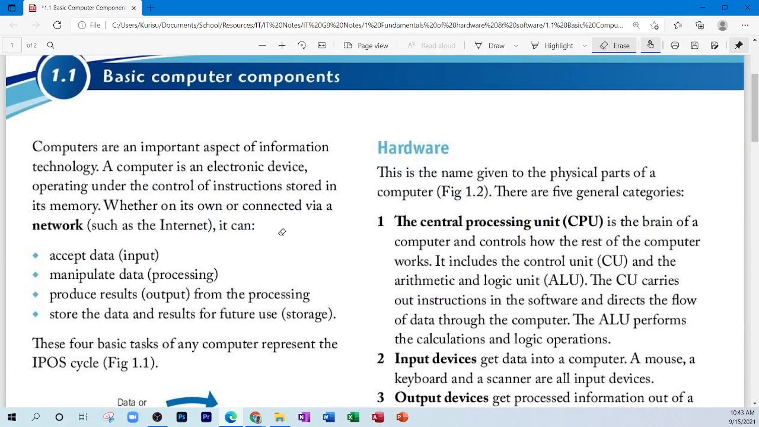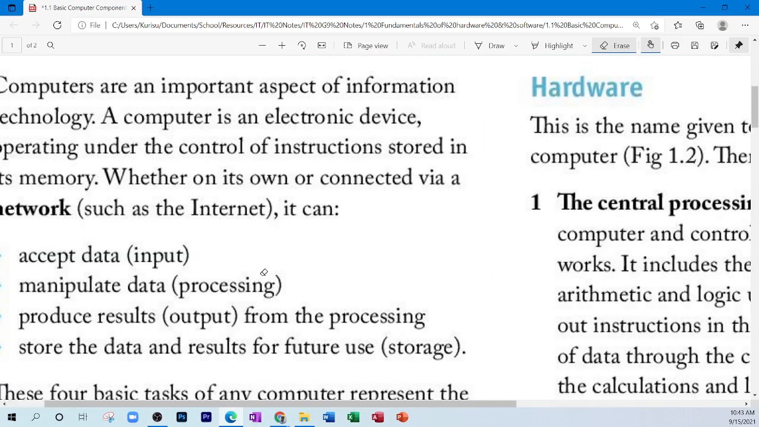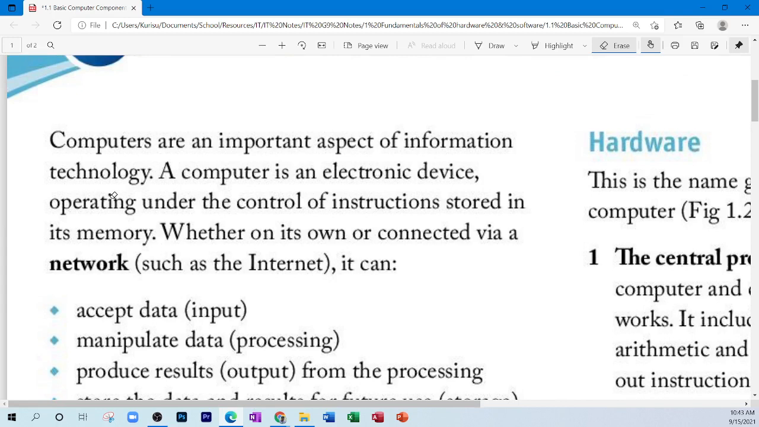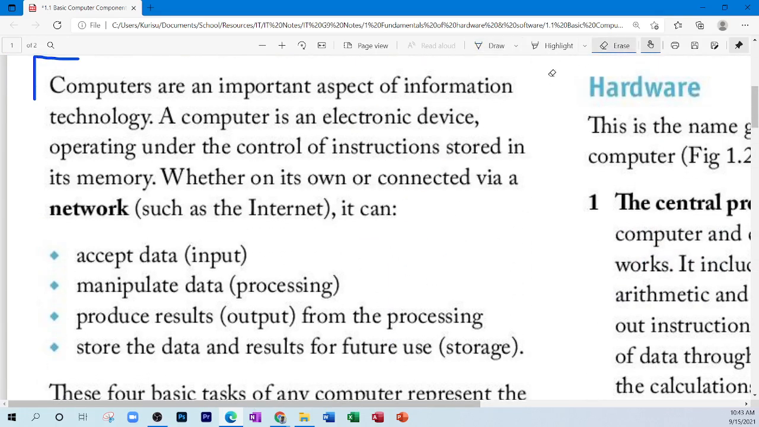All right, so we're gonna look at the first paragraph, and we're gonna look at what is a computer. So, Alian Adolphus, can you read the first paragraph for us? Computers are an important aspect of information technology. A computer is an electronic device operating under the control of instructions stored in its memory, whether on its own or connected via network, such as the internet. It can accept data input, manipulate data processing, produce results output from the processing, store the data and results for future use, storage. Very good.